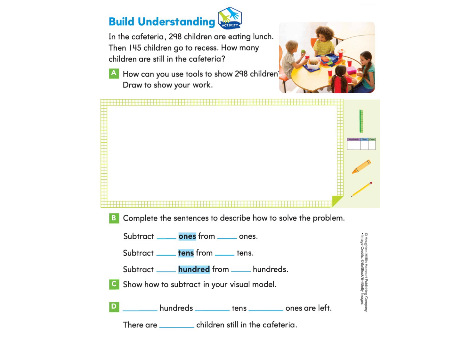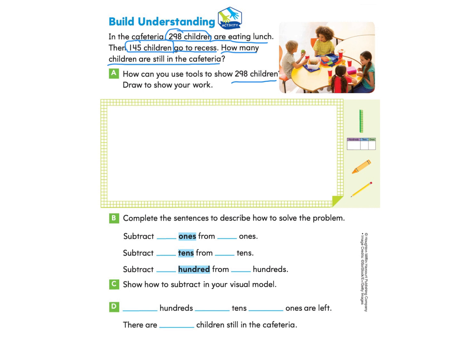In the cafeteria, 298 children are eating lunch. Then 145 children go to recess. How many children are still in the cafeteria? All right, let's take a look at part A together. How can you use tools to show 298 children? Draw to show your work.